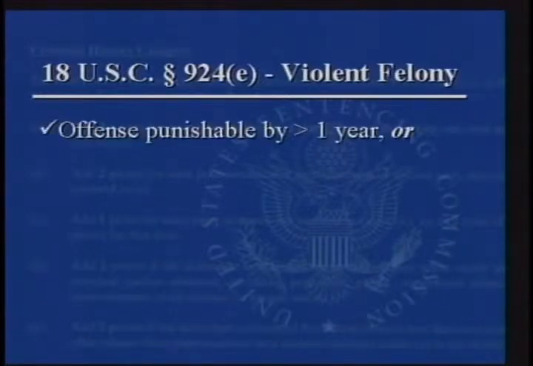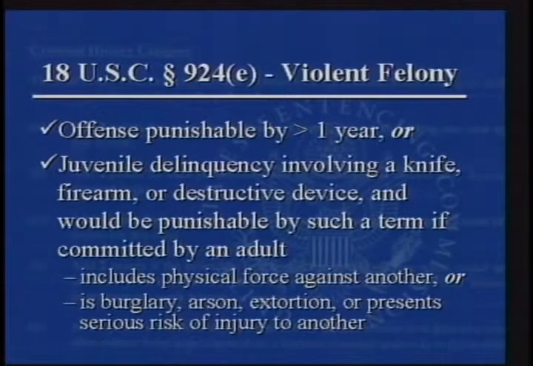So when we're looking at Title 18 United States Code Section 924(e) for violent felony, we're looking for offenses that were punishable by a term of imprisonment exceeding 1 year, or certain acts of juvenile delinquency that involved the use of a knife, a firearm, or a destructive device. And that same type of offense would be punishable by such a term of imprisonment if committed by an adult. Or we're looking at acts that include the use of physical force against another, or offenses such as burglary, arson, extortion, or conduct that presents a serious risk of injury to another.